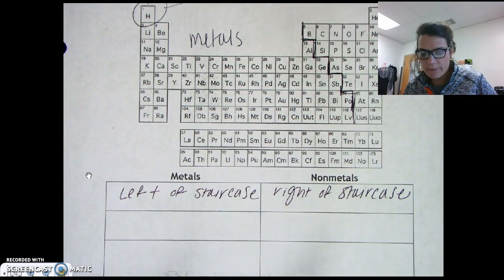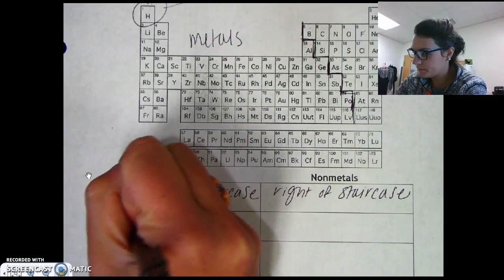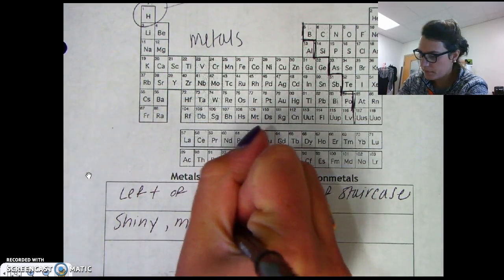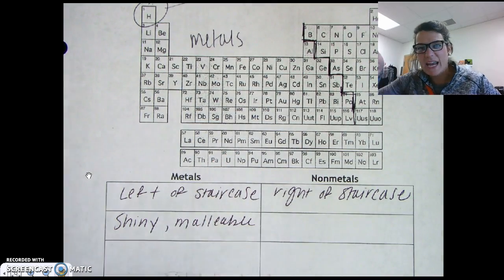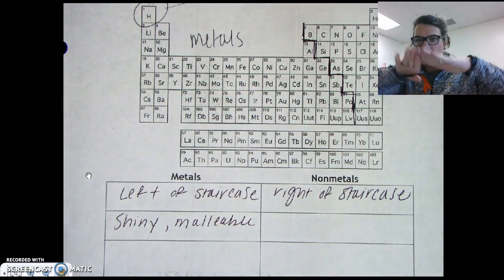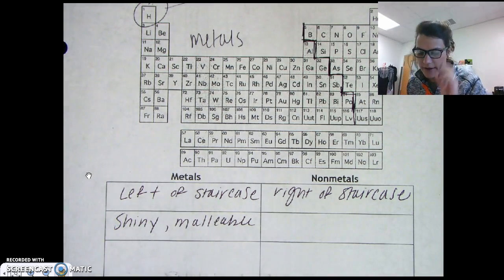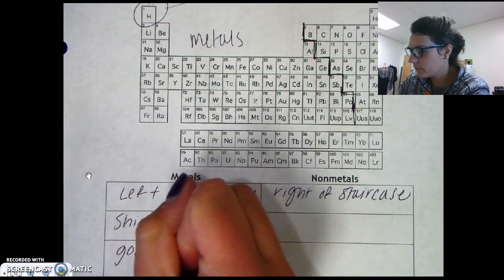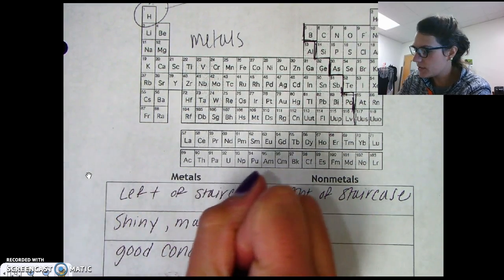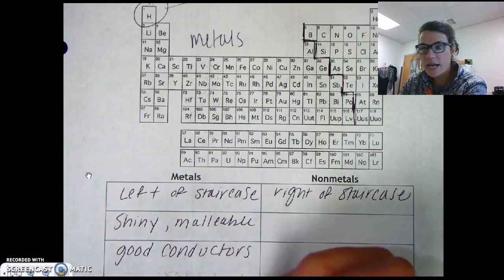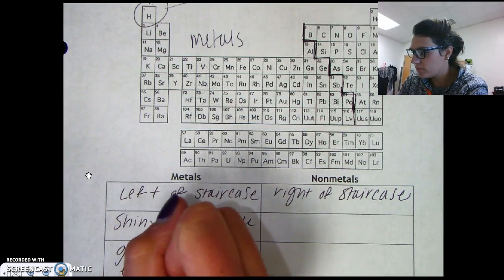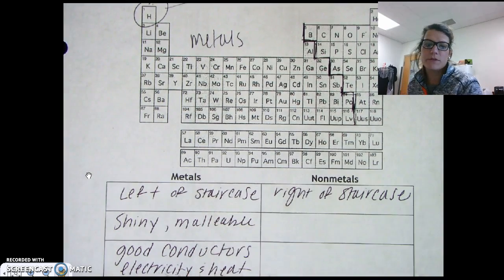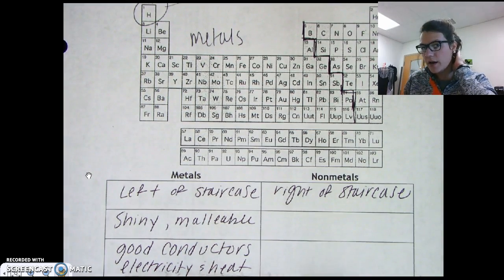So metals' properties: they're shiny, they're malleable, which means that if you were to take a hammer to a piece of metal, you would be able to make this nice sheet. And they're good conductors. Good conductors of what, you ask? I hope you're saying of electricity and heat. So metals are good at conducting electricity and heat.